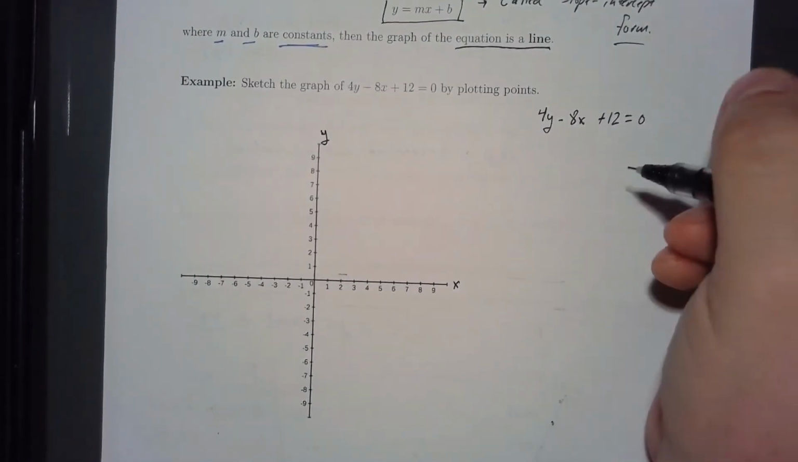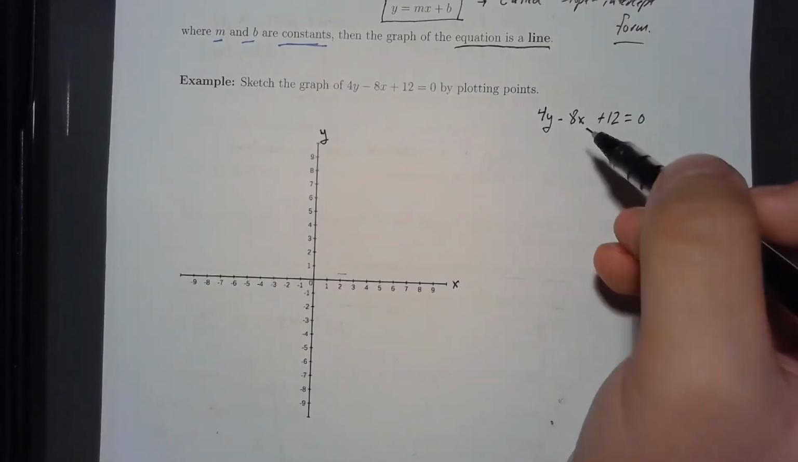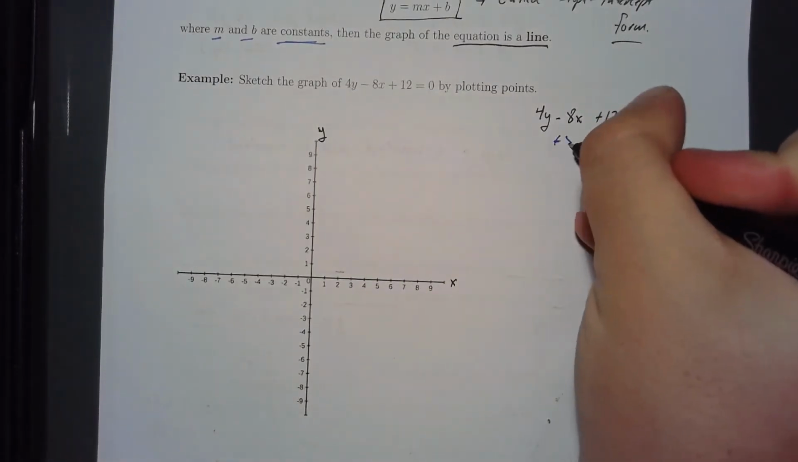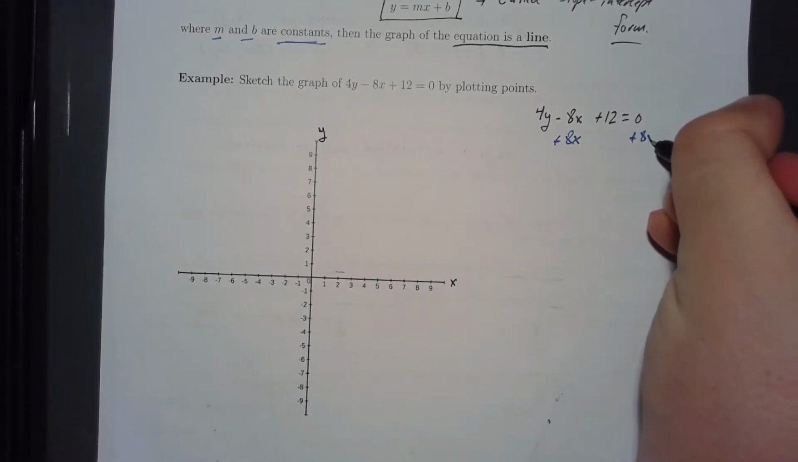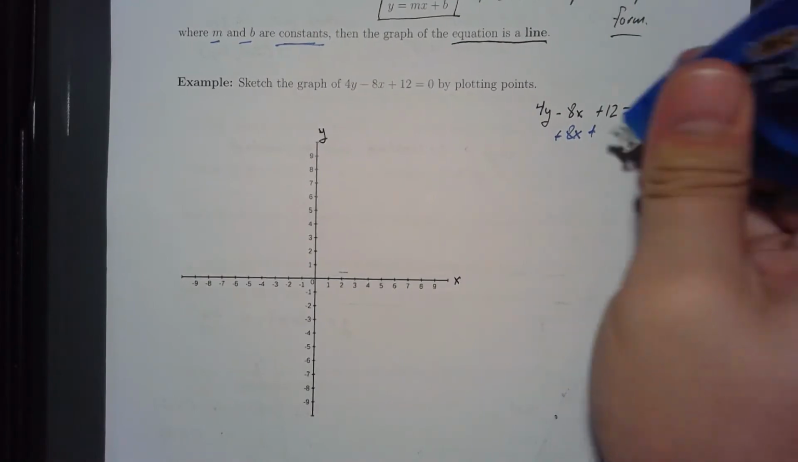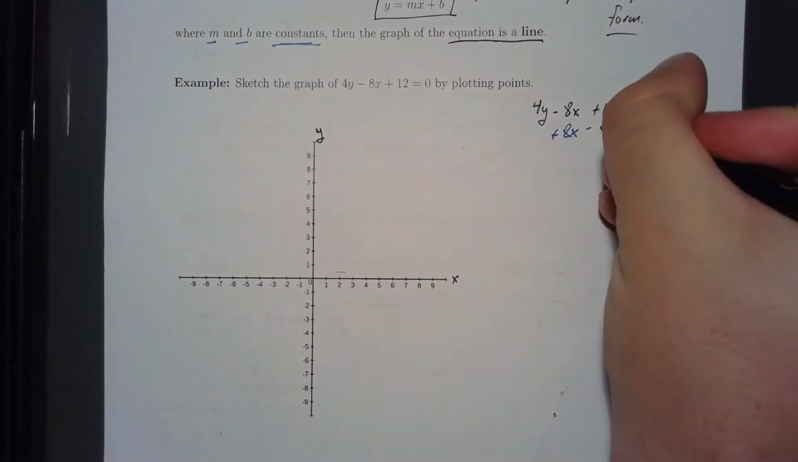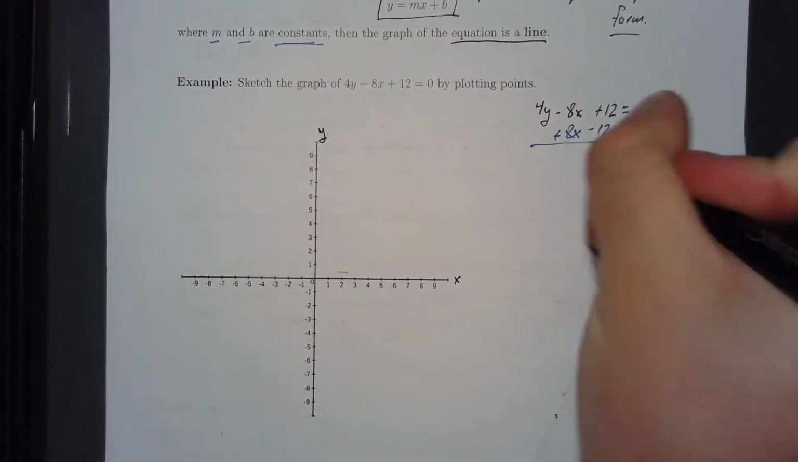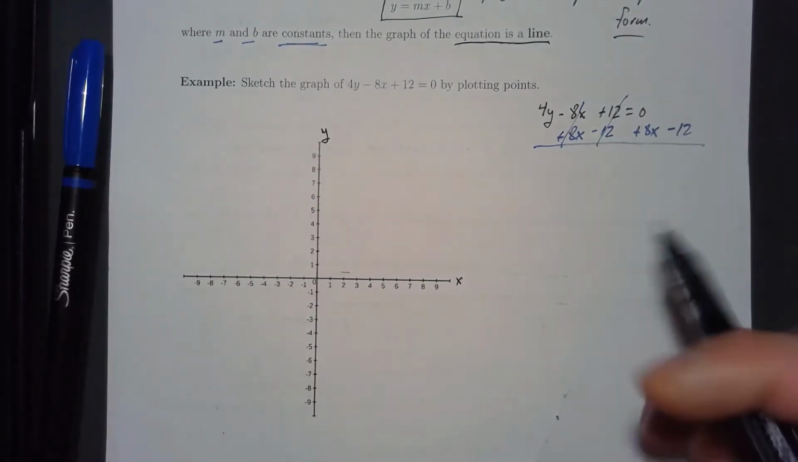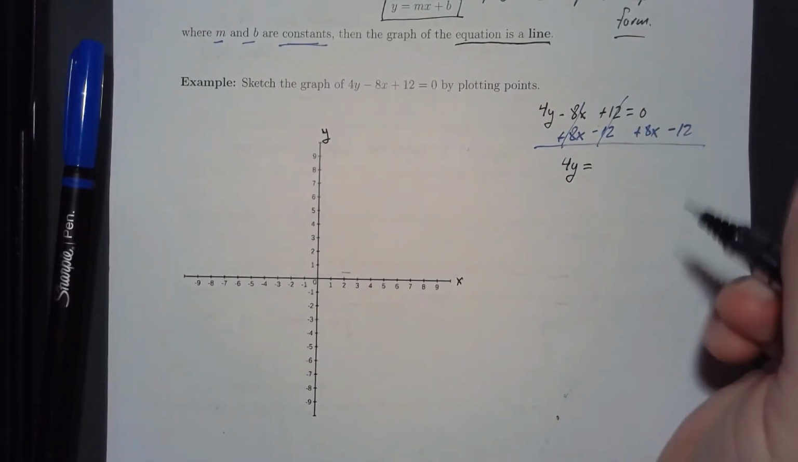Let's solve for y. To solve for y, you're going to isolate the y term. So 4y must be by itself. To do that, you're going to add 8x to both sides. Oops, and you're going to subtract 12. That's what I meant to say. You're going to subtract 12 from both sides. So the 8x cancels out over here, the 12s cancel there. On the left side, I'm left with 4y equals 8x minus 12.